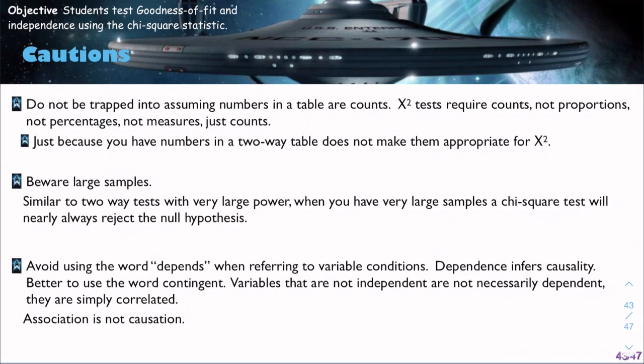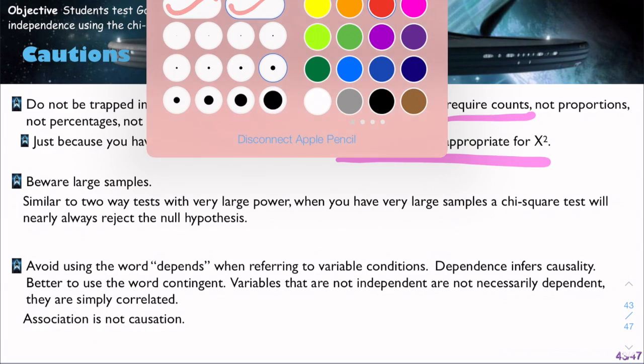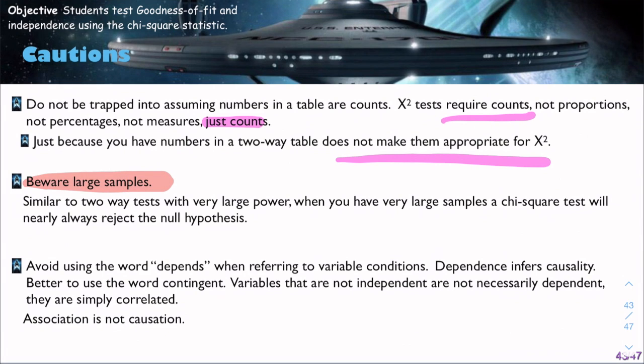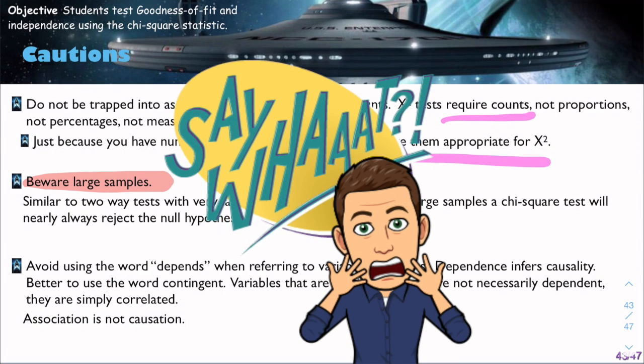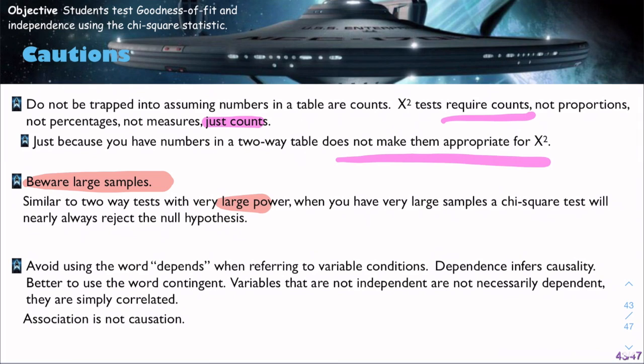Other words of caution. Do not be trapped into assuming numbers in the table are counts. Chi-squared tests require counts, not proportions, not percentages, not measures, just counts. Just because you have numbers in a two-way table does not make them appropriate for a chi-square test. Also, beware of large samples. You might be saying, what? Similar to two-way tests with very large power, when you have very large samples, a chi-square test will nearly always reject the null. So we have to be aware of large samples.